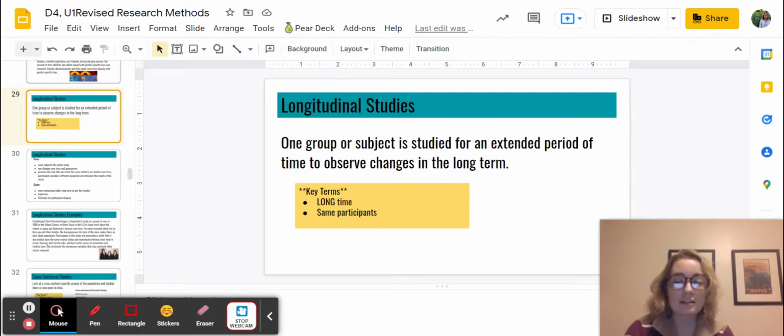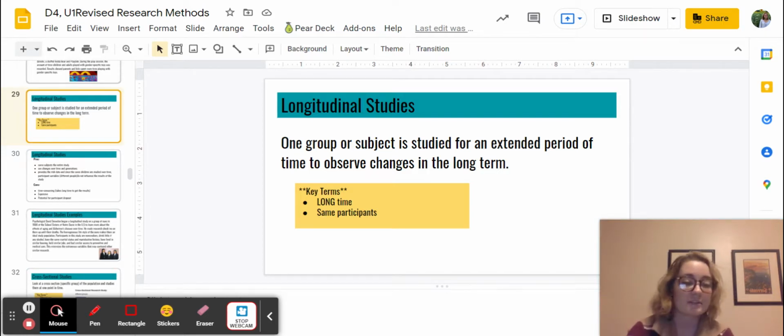Okay, then the last ones are longitudinal versus cross-sectional studies. So these are kind of how long your study is going on for and what type of groups you're using. So if you're doing a longitudinal study, and these are often used with developmental psychology, you are looking at one group of people or a person for an extended period of time to observe changes in the long term.